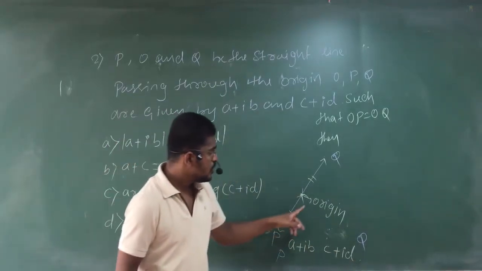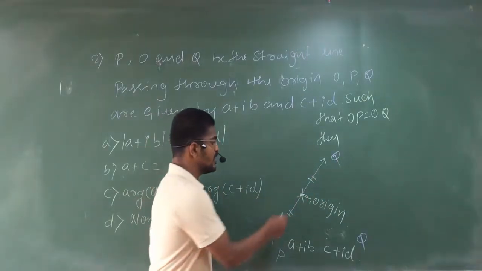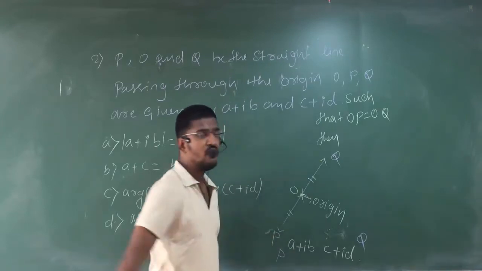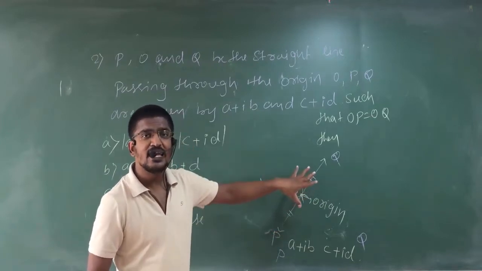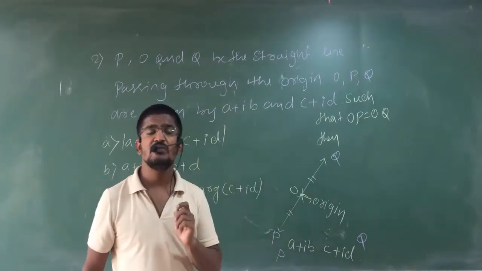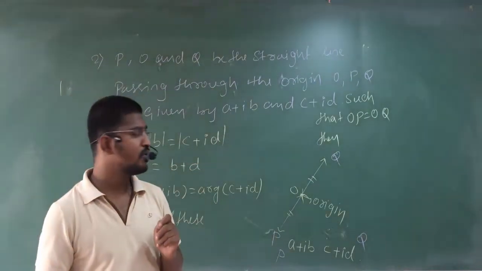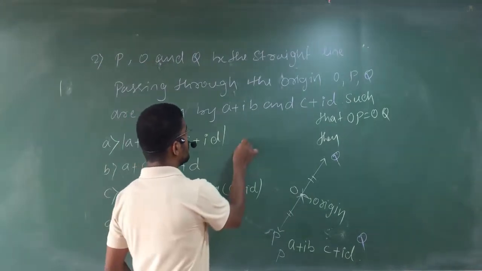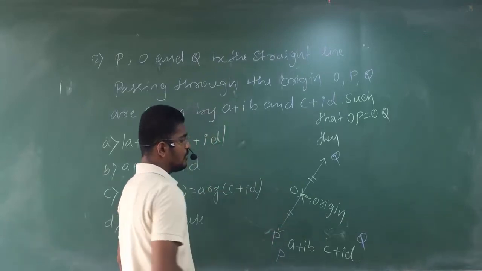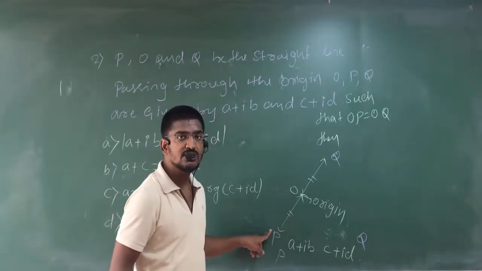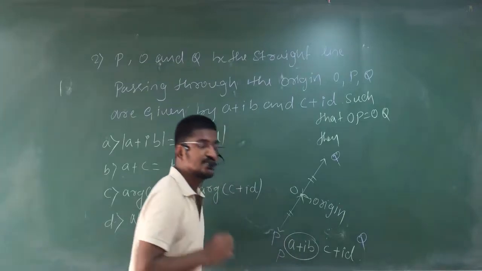Clear students? See, origin O is the same for Q also, origin O is the same for P also. They are mentioning OP and OQ are of the same lengths. That means they are on the same line. If they are on the same line, they must have the same argument also. So if I say argument of OP, it is different. That means the angle made by the line OP is different. Here the complex number is different.